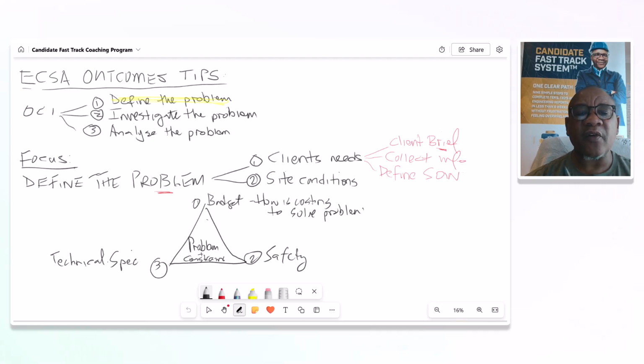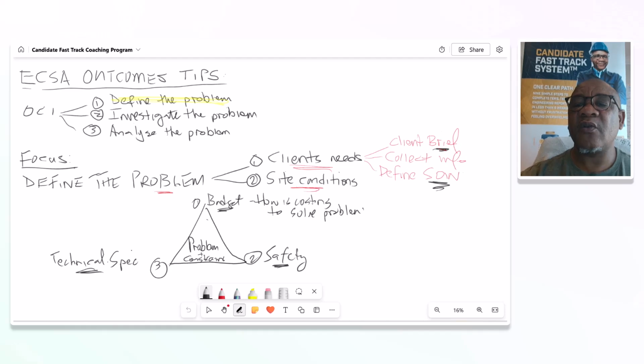So this is in a nutshell, just to give you the broad understanding of what it means when you define the problem. The important things to understand here are what the client is looking for and what the site conditions are, so that when you define your scope of work, you are able to say, it's going to cost us so much, in terms of safety these are the things you need to adhere to, and this is the technical specification. Normally, you get your specification from the client brief, because when you read the client brief, it will give you the information you will need in order to solve the client's problem. So this is just the tips, guys.